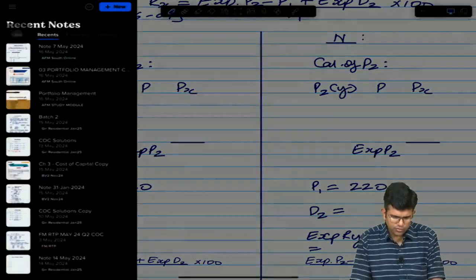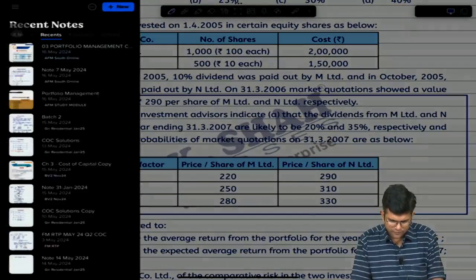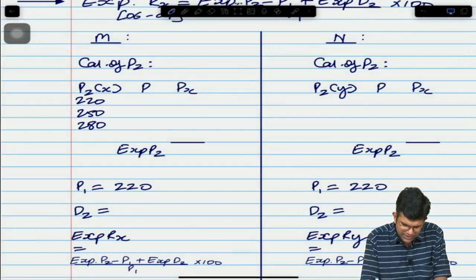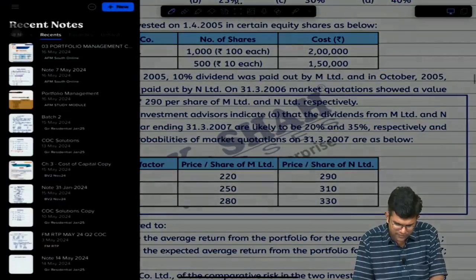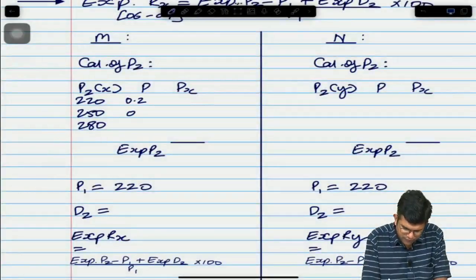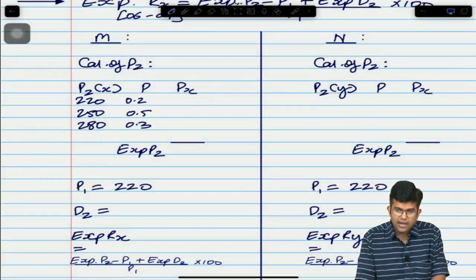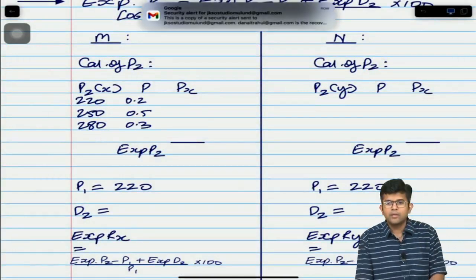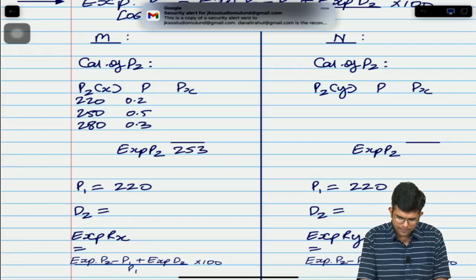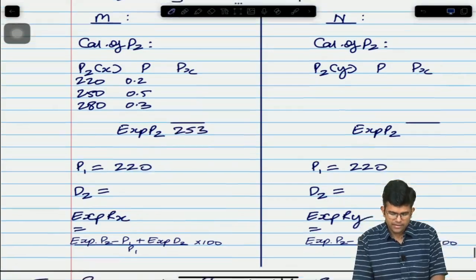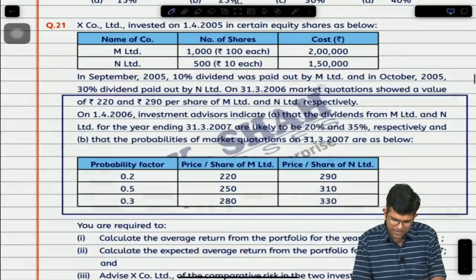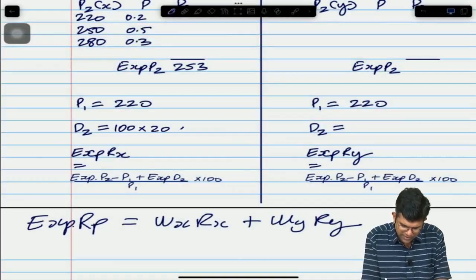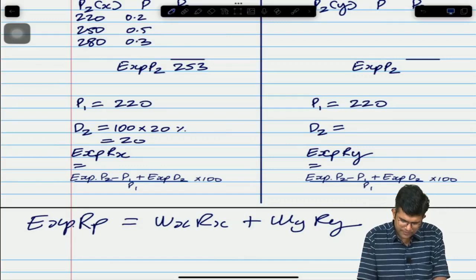The three P2s are 220, 250, 280. The three Ps are 253. So this is 2, 5 and 3. Expected P2 comes to how much? 253. And D2 will be 20% of 100. So 100 into 20%, that is 20.